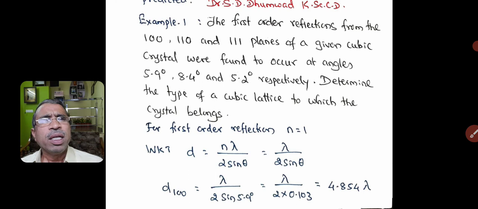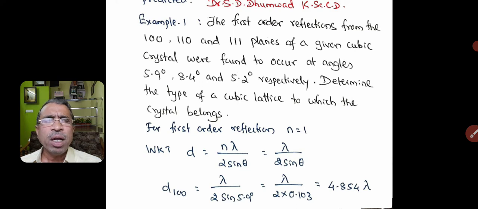Number one, a first order problem. The first order reflections from 100, 110 and 111 planes of a given cubic crystal were found to occur at angles 5.9 degree, 8.4 degree and 5.2 degree respectively. Here the theta values are given. Determine the type of cubic lattice to which the crystal belongs. It says first order reflection, therefore n is equal to 1.